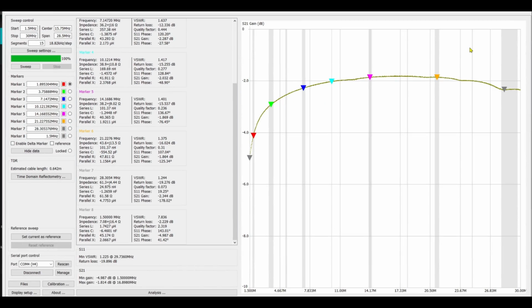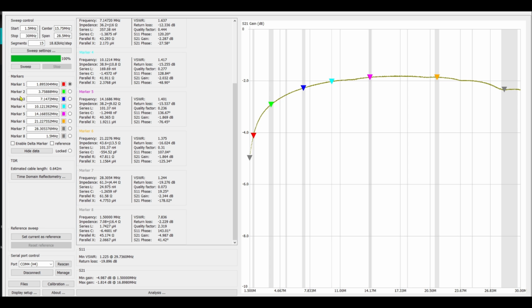Okay, so what we can see here is NanoVNA Saver, and let's talk a little bit about what we did. If you look up here in the upper left-hand corner, you can see the sweep control box, and we did a sweep from 1.5 megahertz all the way through 30 megahertz. That gives us 160 meters through 10 meters. Below that, you can see that we have 15 segments. So our sweep has been divided into 15 different segments, giving us 18.82 kilohertz per step. Now that's kind of wide, but this is fine for the test that we're doing.